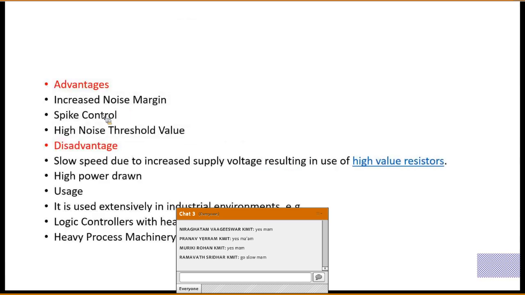The advantages are increased noise margin, spike control, and high noise threshold value. The disadvantages are we will be using high value resistors, and more power will be used. It is mostly used in industrial environments and heavy process machinery, not for domestic purposes. So generally we don't use high threshold logic.